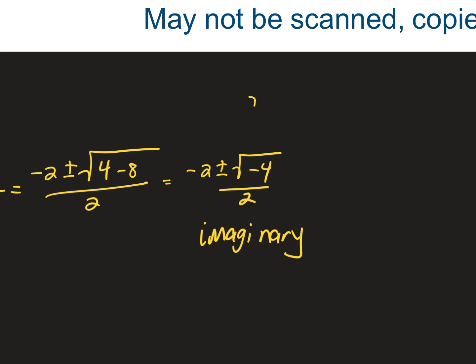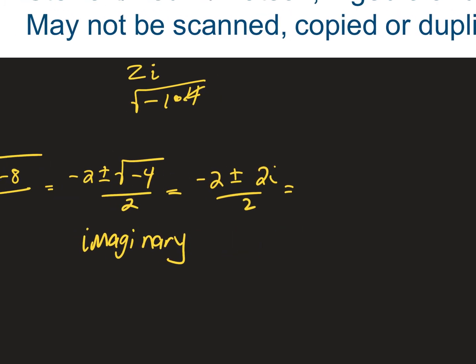Because the square root of negative 4, and we'll talk about this more, is the square root of negative 1 times 4. What is the square root of 4? 2. And what's the square root of negative 1? i. It's imaginary. So your answer here on your test, when I ask you to tell me the solutions, whether they're real or imaginary, you would write plus or minus 2i over 2. And then it'll simplify to negative 1 plus or minus i.